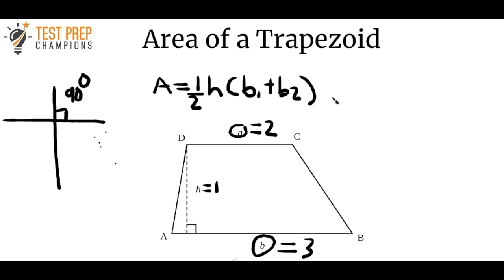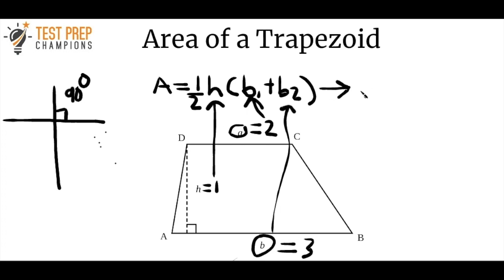So basically we're going to take the height, which is 1, and plug that into our formula here, and let's take the bases. It doesn't really matter if you use 2 or 3 as base 1. We're going to make 2 base 1, but you could just as easily make 3 base 1 and 2 base 2. It doesn't matter as long as you hit both bases in here.